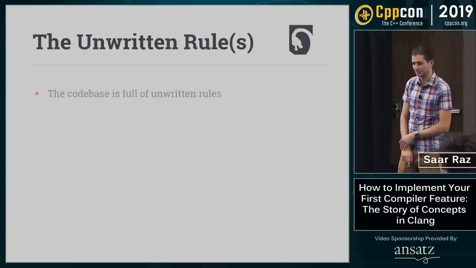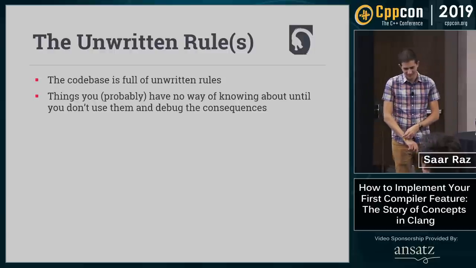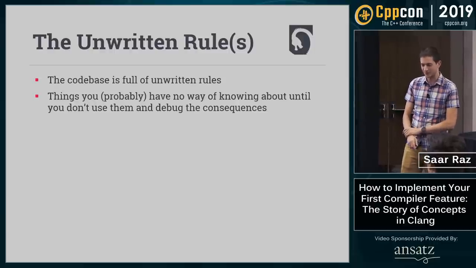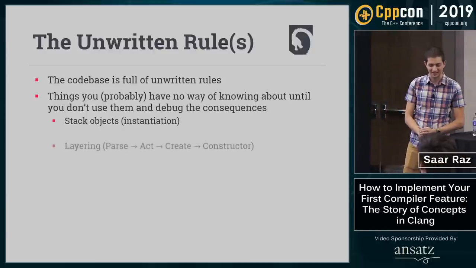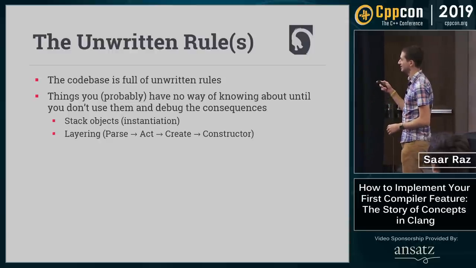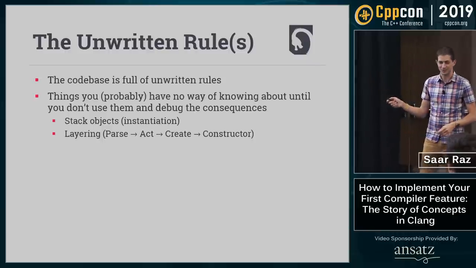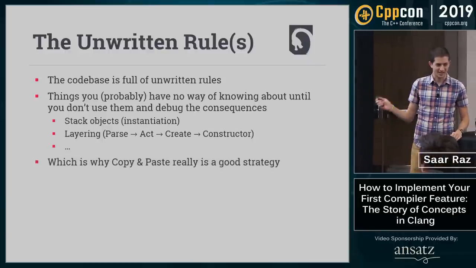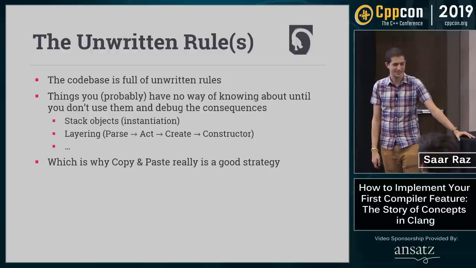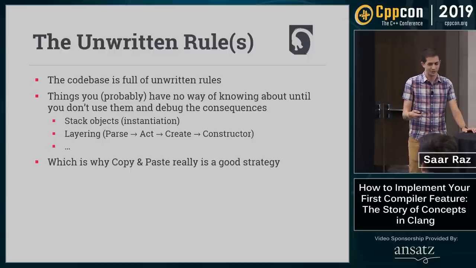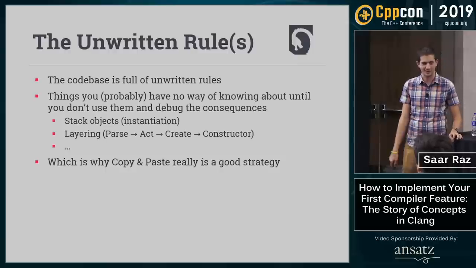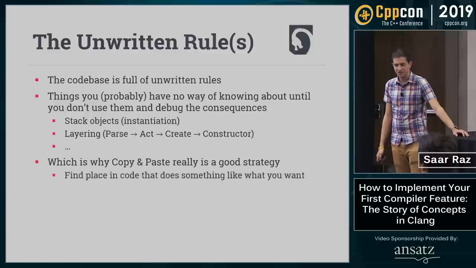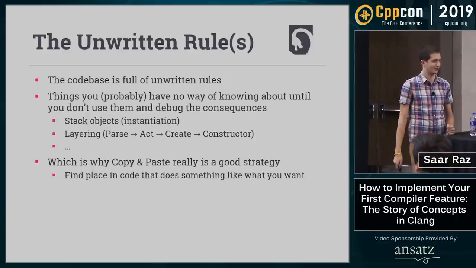So yeah, there are a bunch of unwritten rules in the code base. And there are some things that you're probably not going to know until you use them incorrectly and debug the consequences. For example, a bunch of stack objects you need to instantiate, layering, why you need both a parse concept decl, an act-on concept decl, and concept decl.create, and the constructor of concept decl. And this is actually a point for copy and paste, because if you actually read code that does something similar to what you want to do, you would find out all these rules and save yourself having to discover them on your own. So a good strategy when you try to implement something is to always find something that's roughly similar to what you want to do and see how things like this happen in the code base.